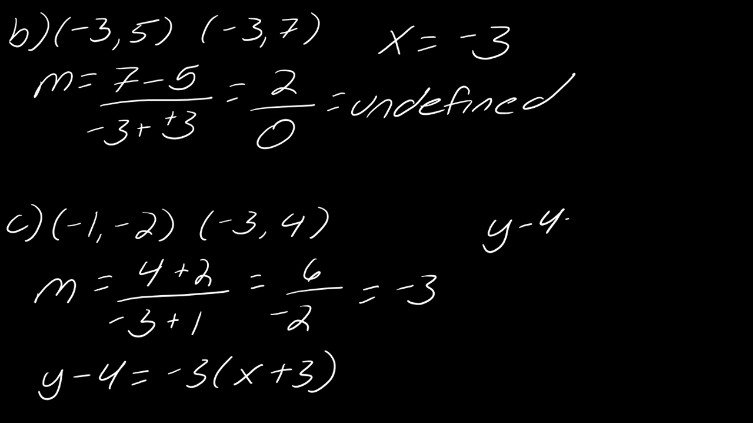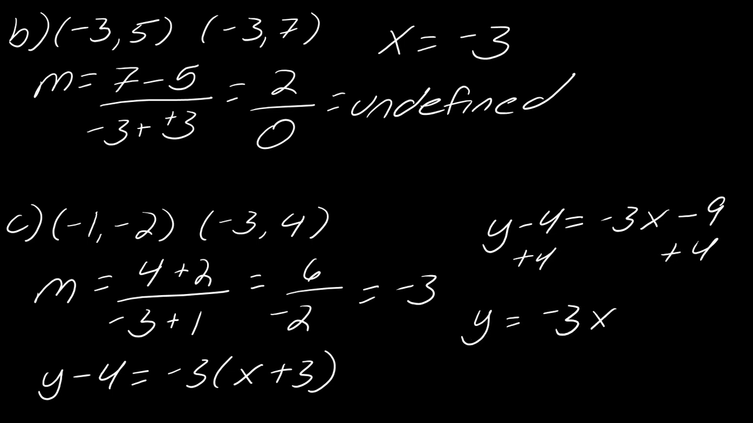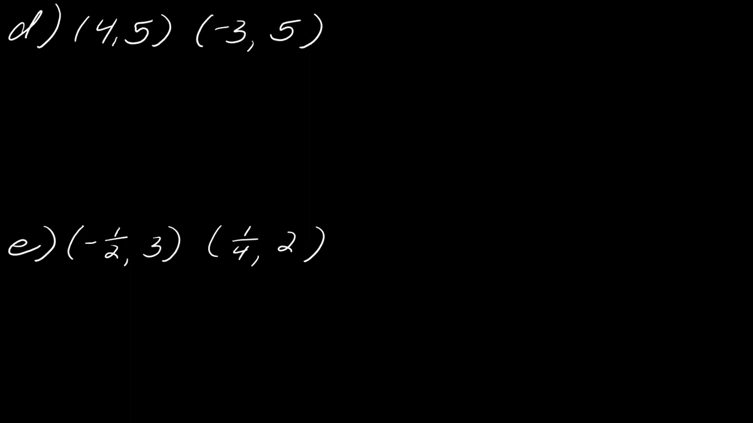So this becomes y minus 4 equals negative 3x minus 9. And then I can add the 4 to both sides. So I have y equals negative 3x minus 5. Okay, so continuing on. So I've got 4, 5, and negative 3, 5. Okay, so let's find the slope then.